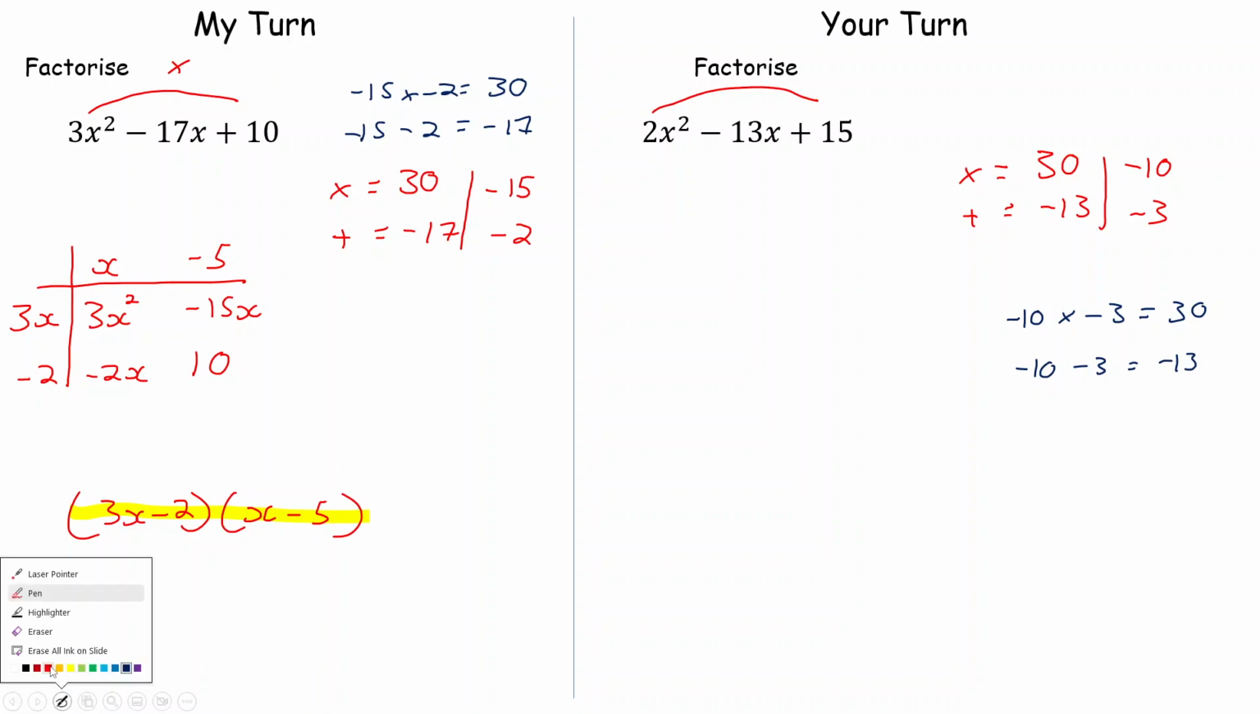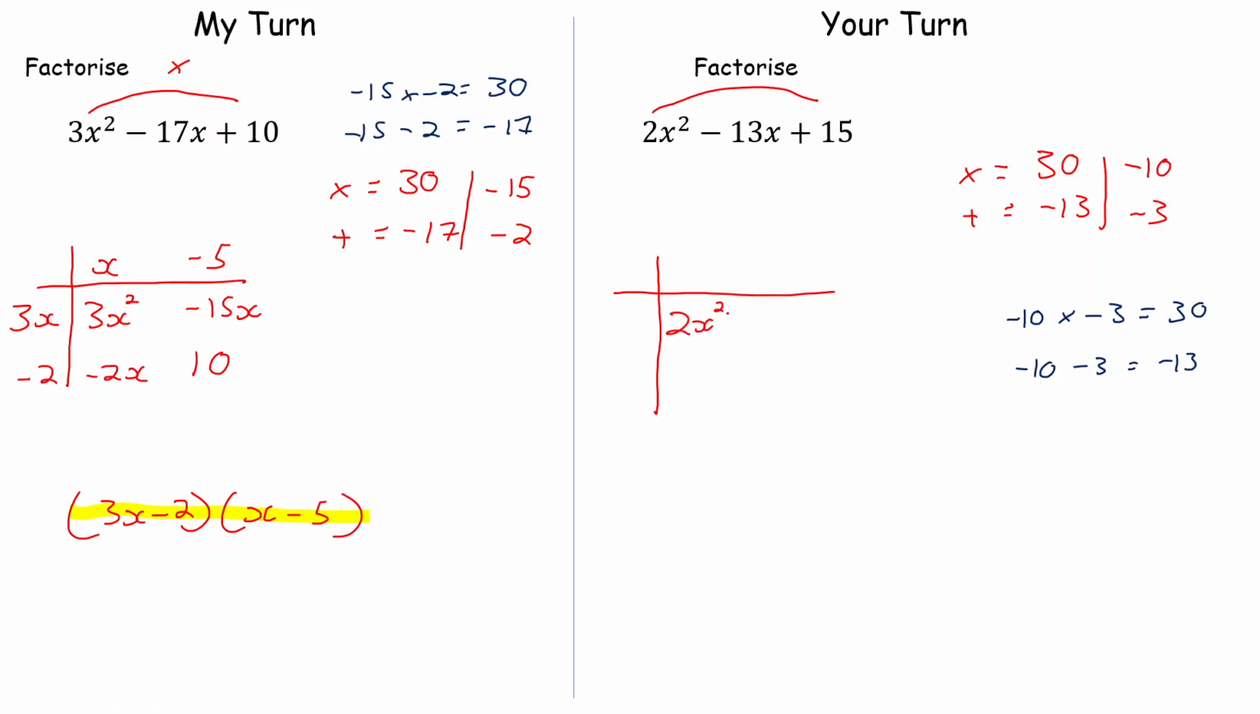So now you go straight to your grid. Same thing as before, and you can go and put in your numbers. So you've got 2x squared up here, you've got a positive 15 down here, and the minus 10, minus 3, they can go anywhere within the grid. So minus 10x and then minus 3x can go down here.